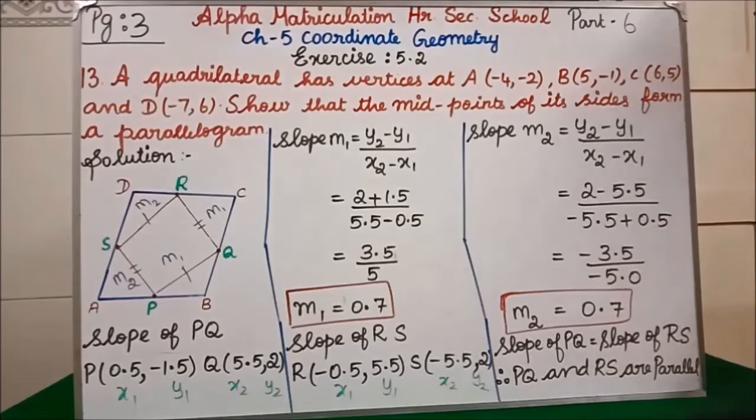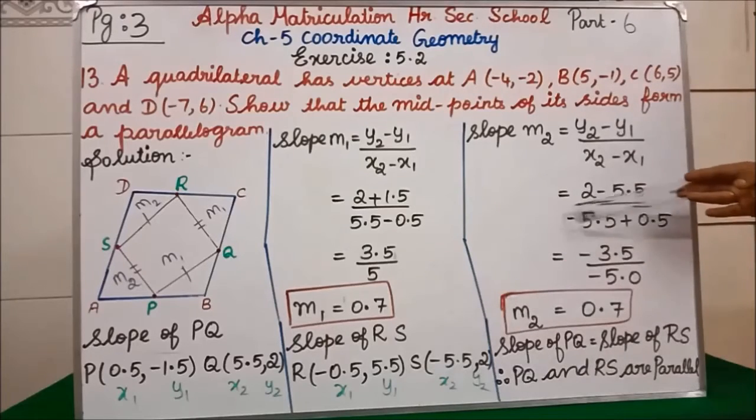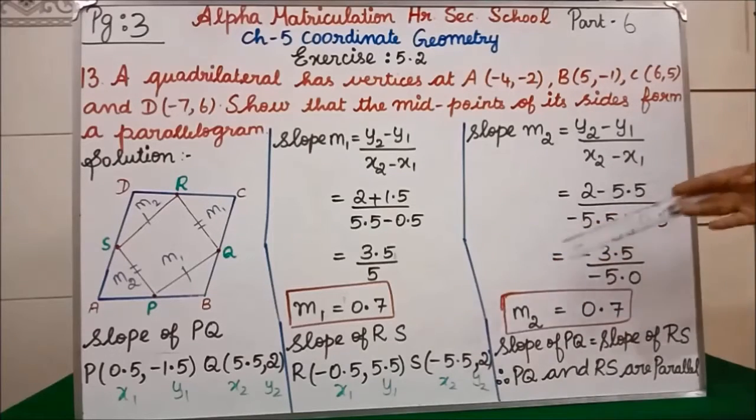Next we have to find slope of RS. M2 slope we are going to find. Similarly, x1, y1, x2, y2 values we know. Isn't it? Slope M2 equal to the same 2-point formula. y2 value is 2, y1 value is 5.5. In between minus sign, so minus, divided by x2 value minus 5.5, x1 value is what? All minus 0.5. Here 1 minus, so it will become plus 0.5. Clear? So 2 minus 5.5 is minus 3.5. Minus 5.5 plus 0.5 is minus 5.0. The next step, what will happen? This minus minus will get cancelled. So what will we get?